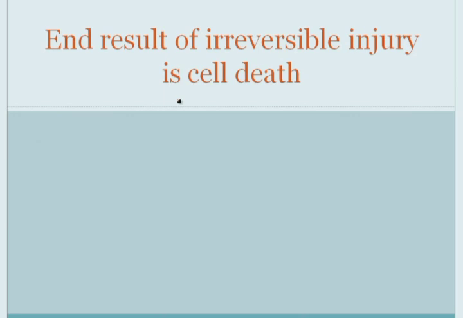Okay, the end result of irreversible injury is cell death. And cell death is a separate topic. We'll discuss that in more detail in the next section. Why don't we stop here, and then we'll continue on with cell death.